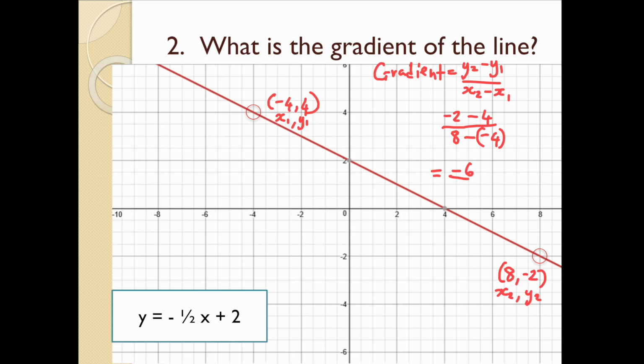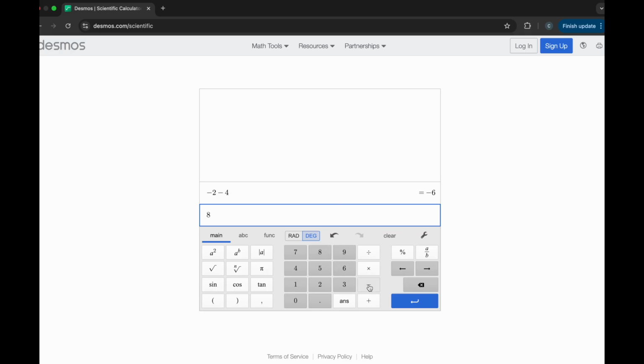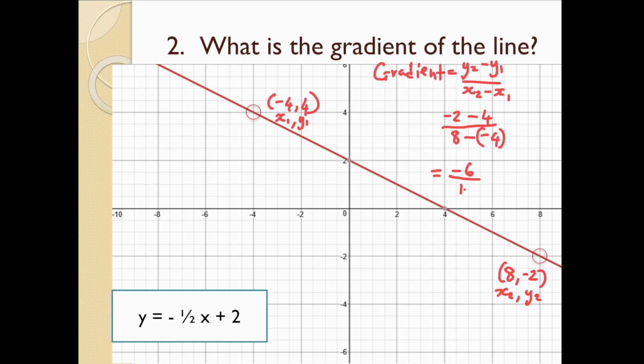Now we know that once we have these two minuses together, it's going to turn into a plus, right? So it's like saying 8 take away -4 gives us +12. So then we have -6 over 12, which is the same thing as a -half. All right, so that corresponds to our gradient here on this equation, so we know that we did it correctly.